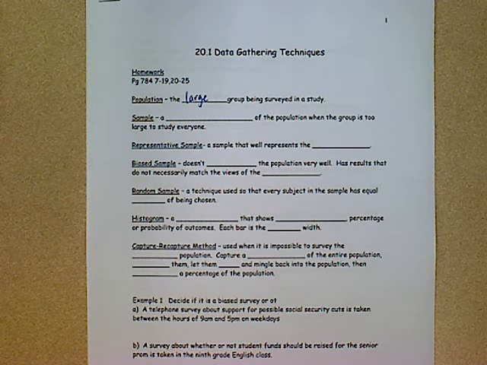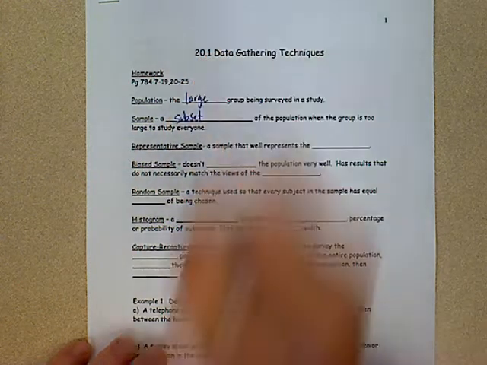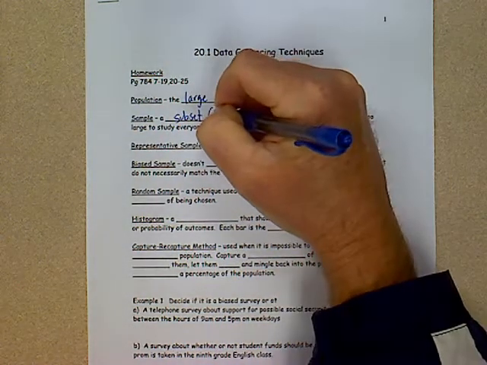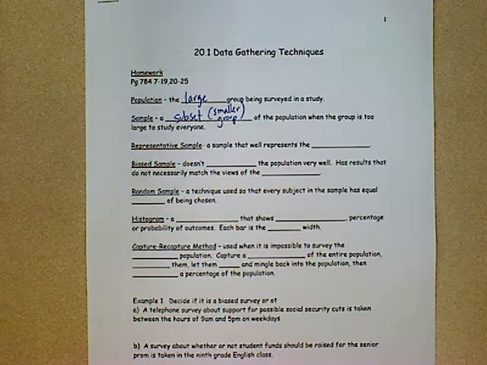So these are the people that you're going to study. So we might possibly set up a study of students at Los Osos, so our population would be the entire student body. Now you may need to get a sample, and a sample is a subset. It's a smaller group of the population. So again, if our population is Los Osos High School, we might sample only the juniors. They would be a sample.